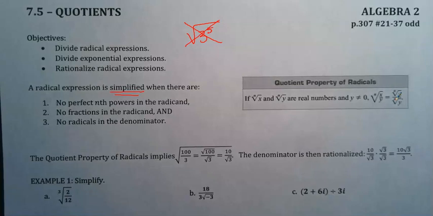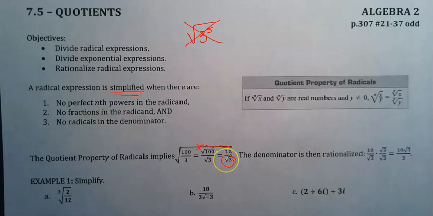Okay, then we also have the quotient property of radicals implies. This shouldn't go over all of this, so please ignore that line. If we have the square root of 100 thirds, that's equal to the square root of 100 divided by the square root of 3, which is equal to 10 divided by the square root of 3, because the square root of 100 is 10. Okay, the problem is this is not simplified because we have a radical in the denominator.